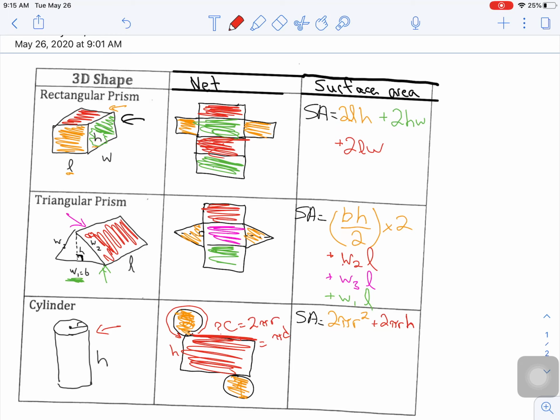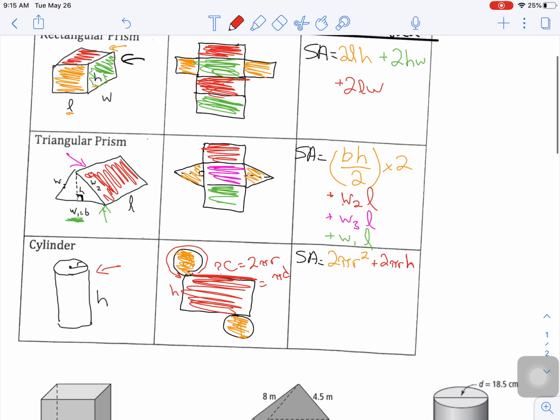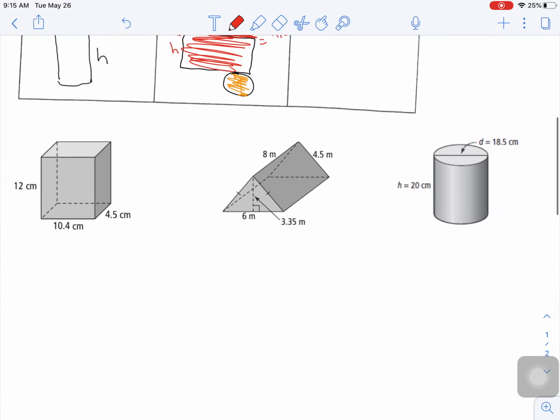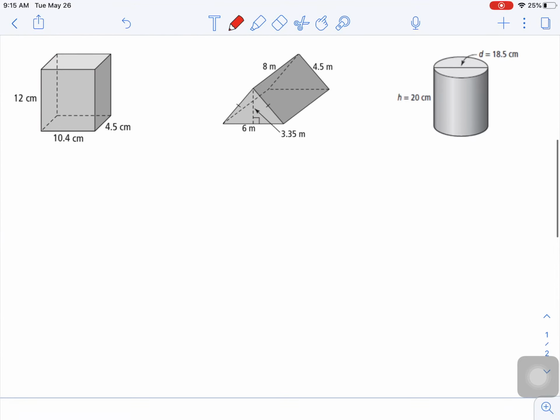It's the same thing, but I just like using r, so we only have one variable, times the height. So these formulas you could use to help you solve for surface area. Let's just go through a couple examples in case that wasn't clear.